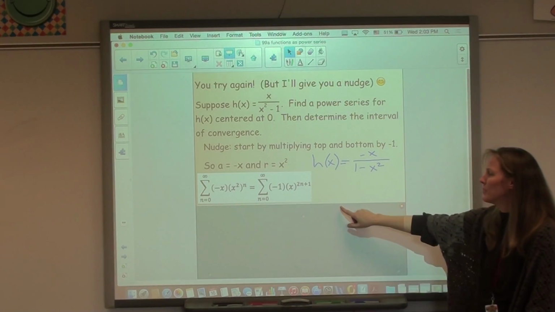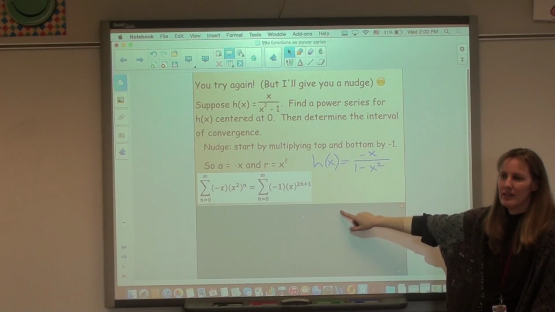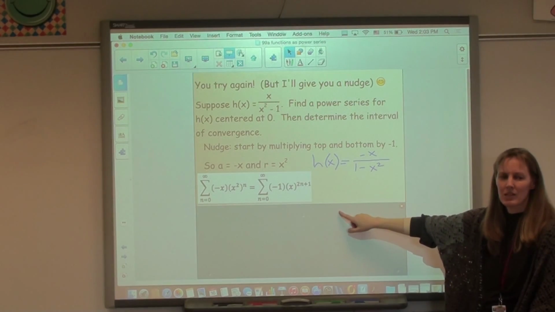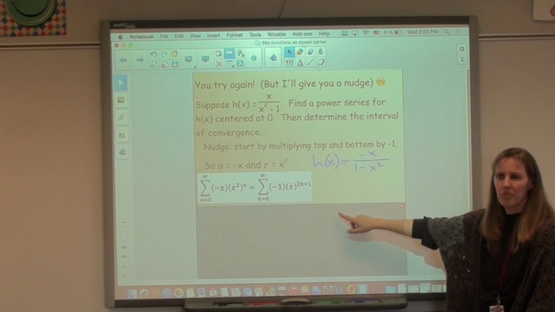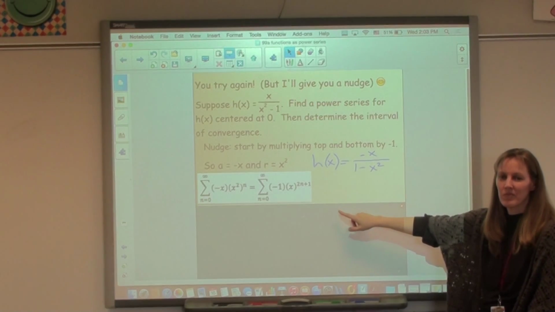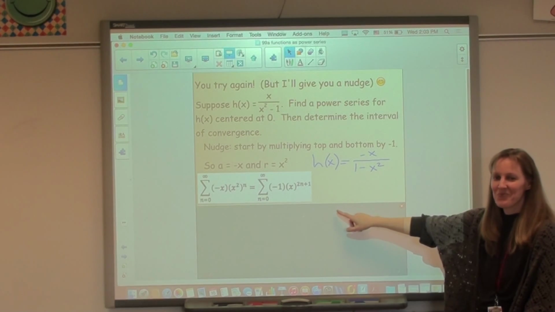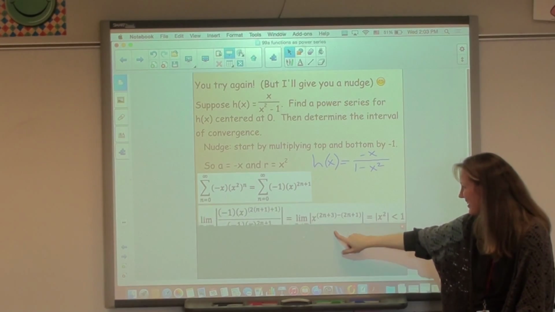So when you do absolute value of x squared, is that the same thing as x squared? Yes. x squared is always going to be positive. Of course. Okay.